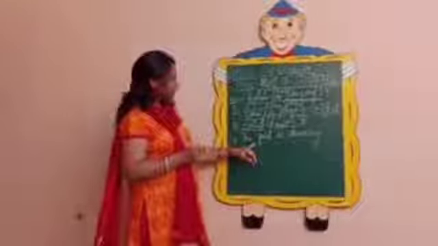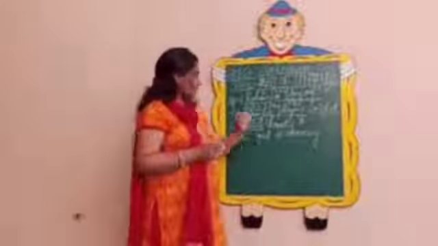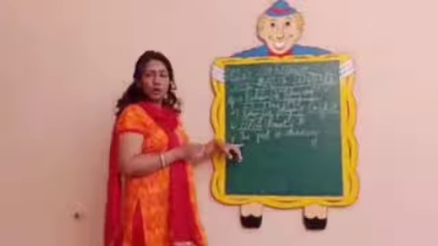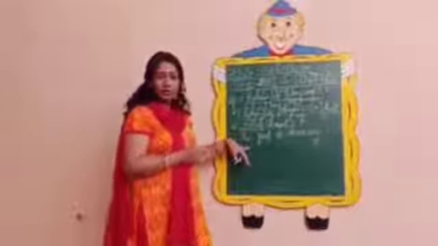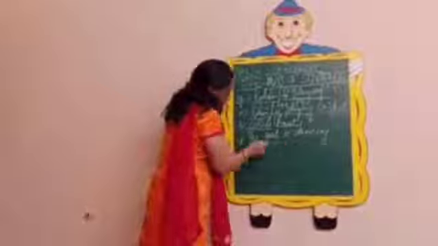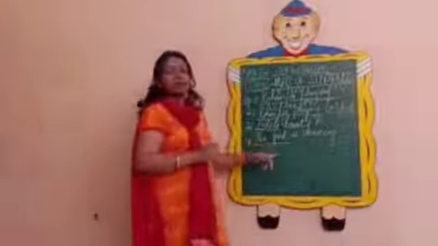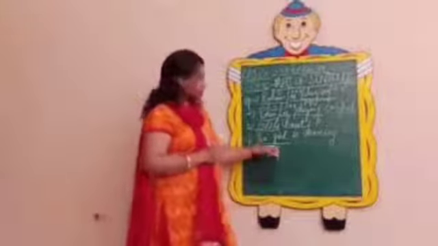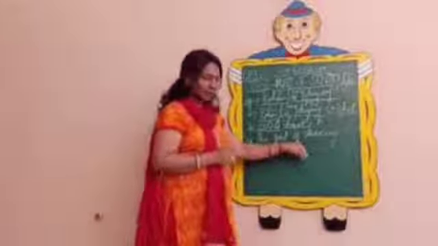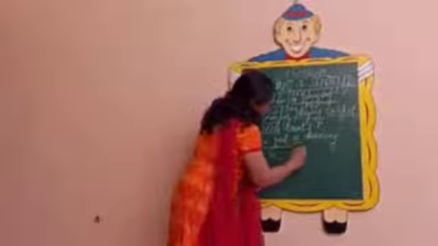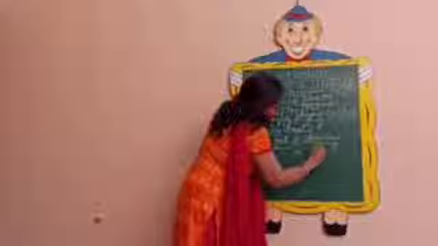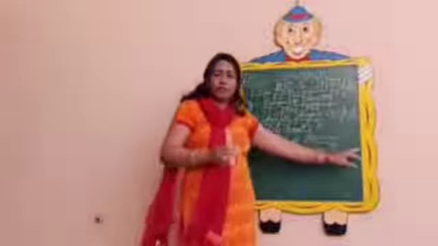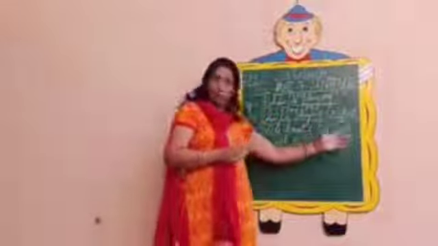Similarly, we come to the next example. The girl is dancing. Now, who is doing the work of dancing? Who is the doer of the action here? The girl. So the girl is a subject. Then comes our helping verb. Then dancing is our main verb, and there is no object in the sentence, so that is optional.